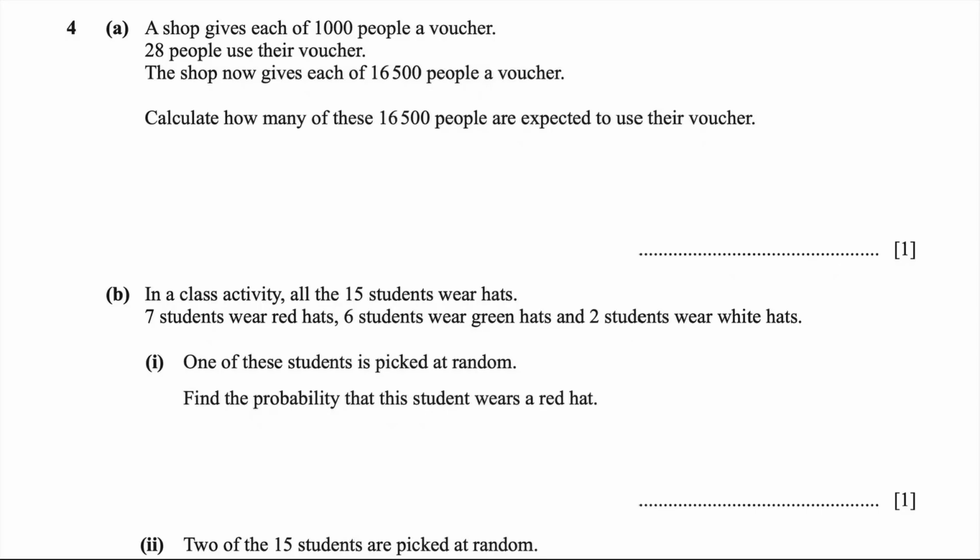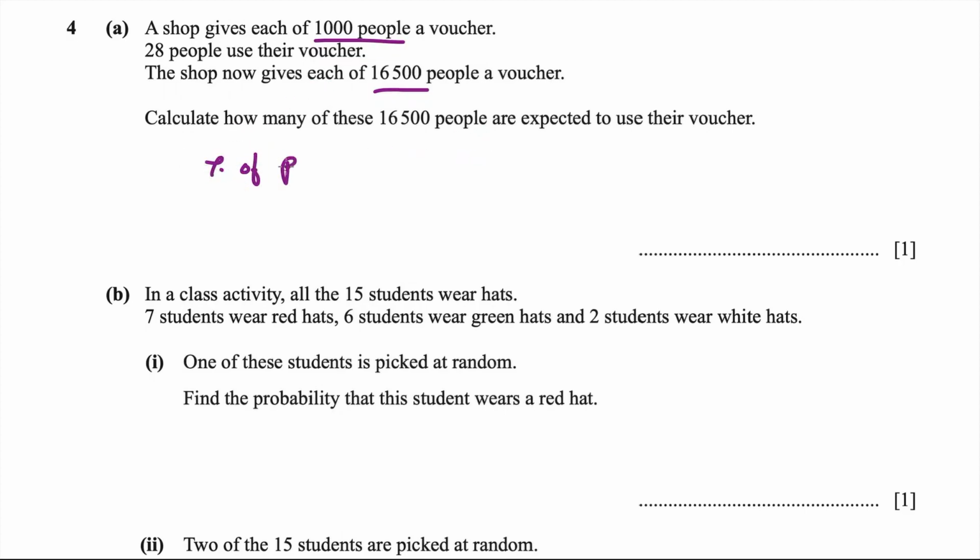So let us start with the fourth question. A shop gives each of the 1,000 people a voucher. 28 people use their voucher. The shop now gives each of 16,500 people a voucher. Calculate how many of these 16,500 people are expected to use their voucher.